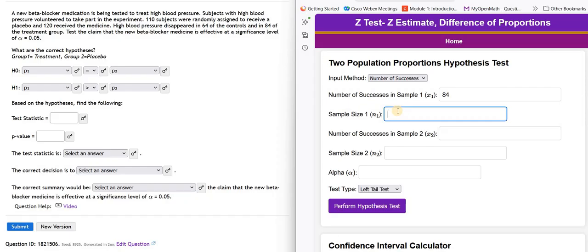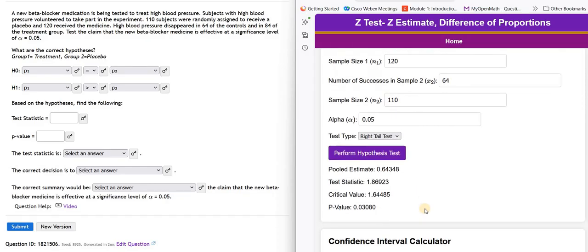And the number of subjects that took the treatment is 120. The number of successes from sample 2, that is the number of placebo takers whose blood pressure has disappeared, is 64, while the number of subjects that took the placebo is 110. And then alpha is 0.05, and as you can see, it's a right tail test, and then we're going to compute the values.